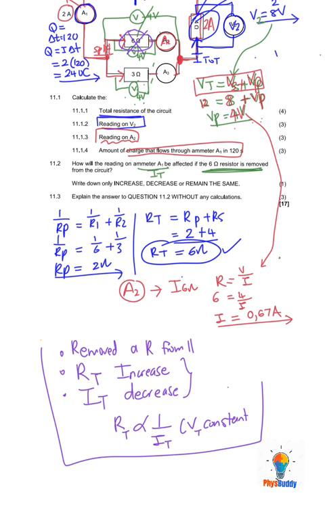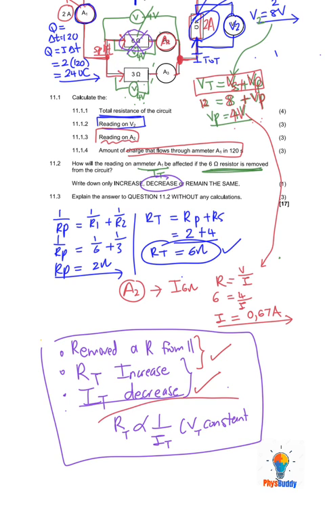So this is how you would answer. They asked us to say, would it increase, decrease, or remain the same? And ammeter A1, the total current we said would decrease. And our reason for 3 marks would be: removing a resistor from parallel, R total increases, therefore I total decreases, according to the equation, R is inversely proportional to I when V is constant.